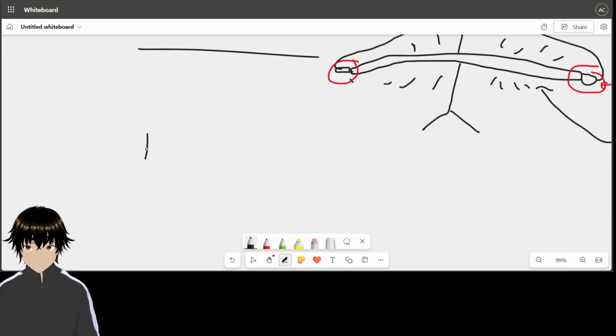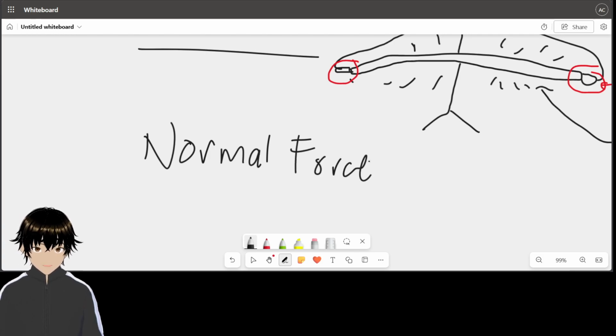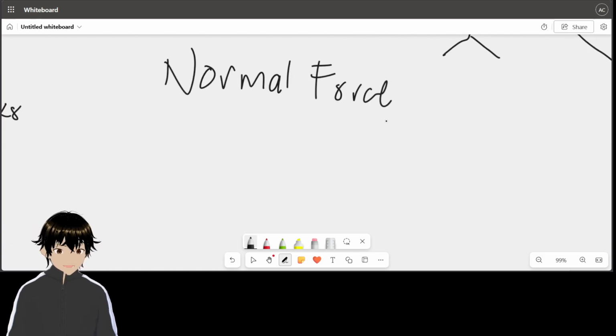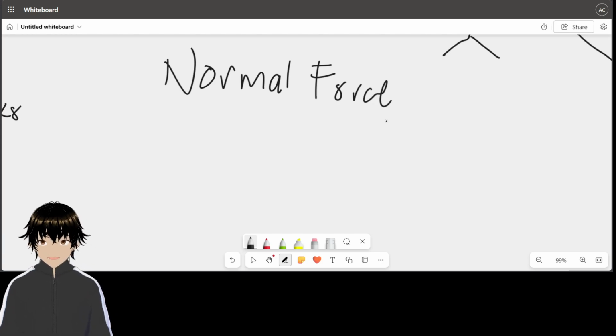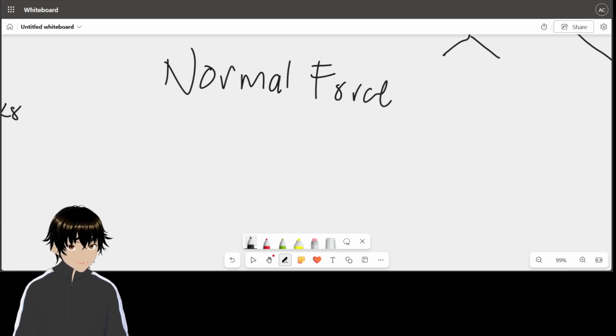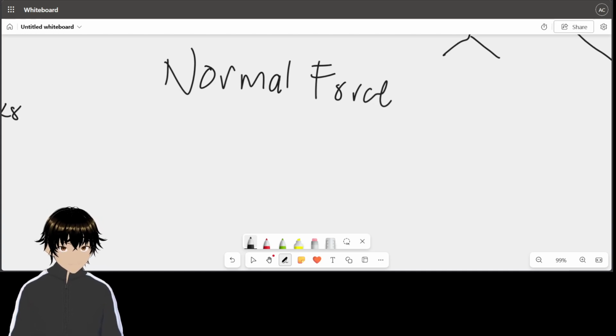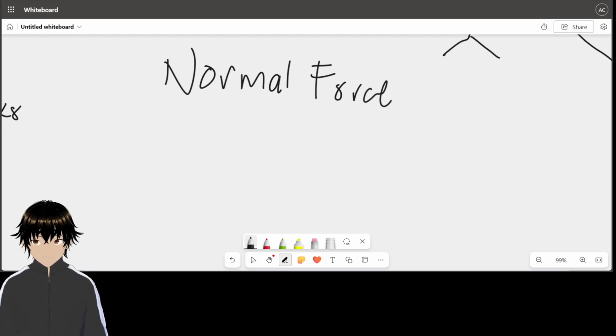Now we have what is called the normal force. I'm basically just using visual analogies on how I understand this, in order for us to really get the essence of what these things entail.